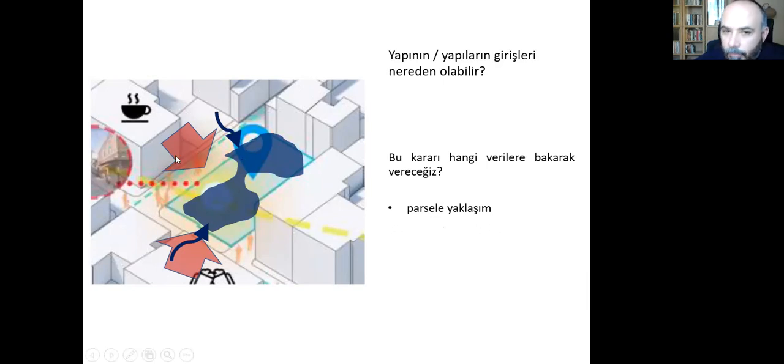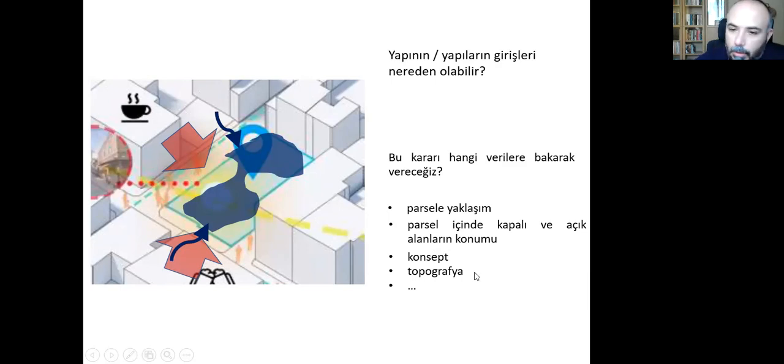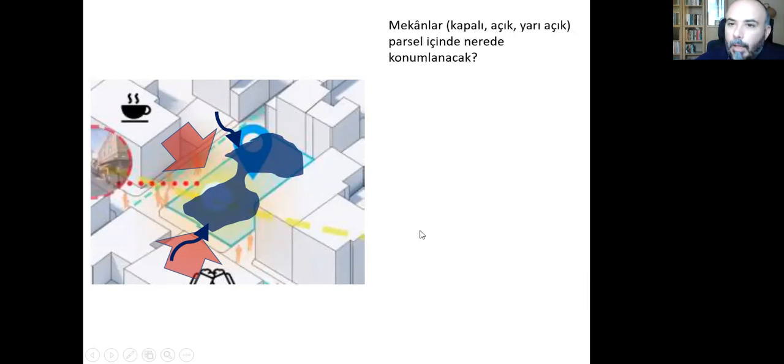First of all, my first decision about the approach to the parcel, and then the possible positions of closed and open spaces on the parcel. After that, I can use my concept. I can check for the properties of the topography and all other stuff. Let's say that we did this decision and we decided there should be two entrances located like that. So we can move on to another decision.